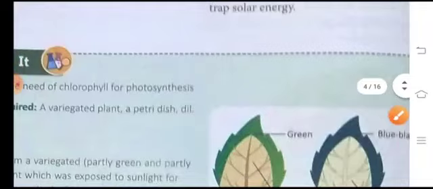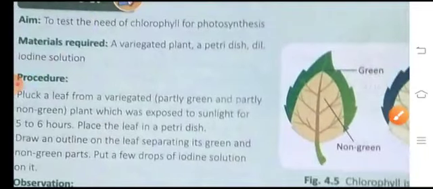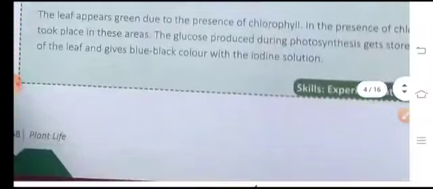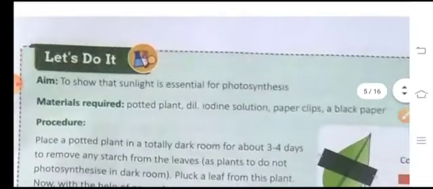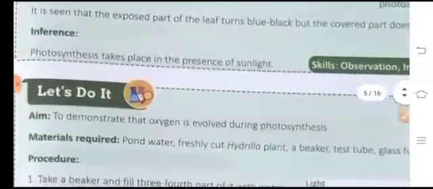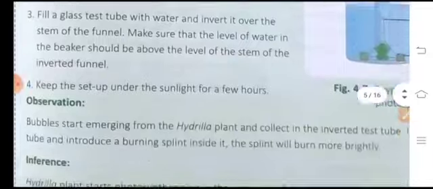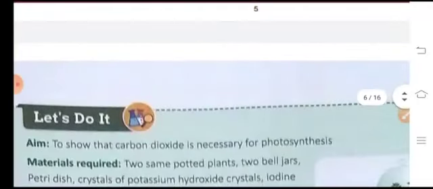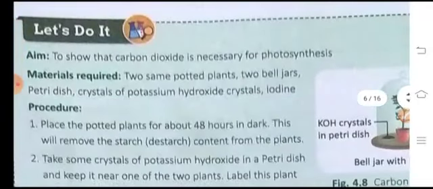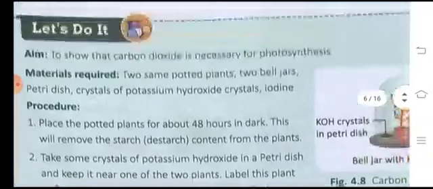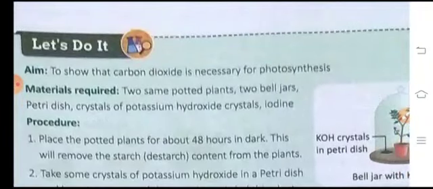So here are some experiments, children, to prove different conditions for photosynthesis. To test the need of chlorophyll for photosynthesis, then the next experiment is to show that sunlight is essential for photosynthesis, to demonstrate that oxygen is evolved during photosynthesis, to show that carbon dioxide is necessary for photosynthesis. Children will do it in lab, okay?